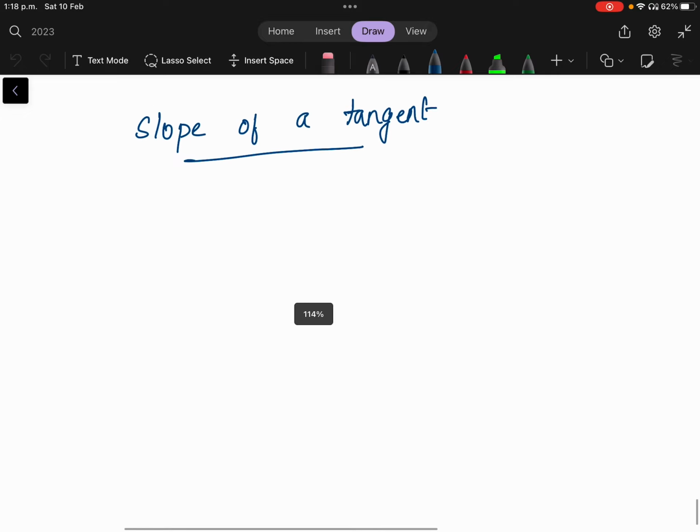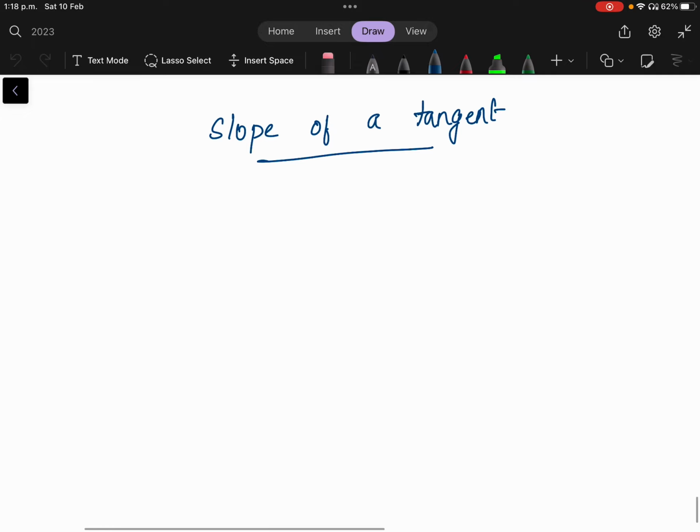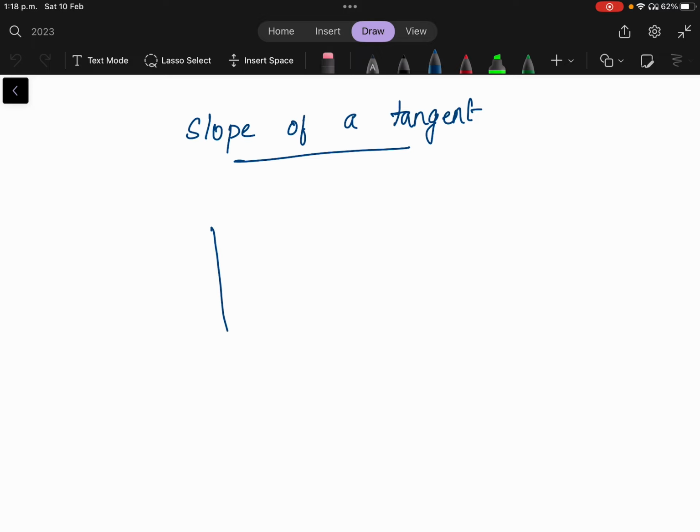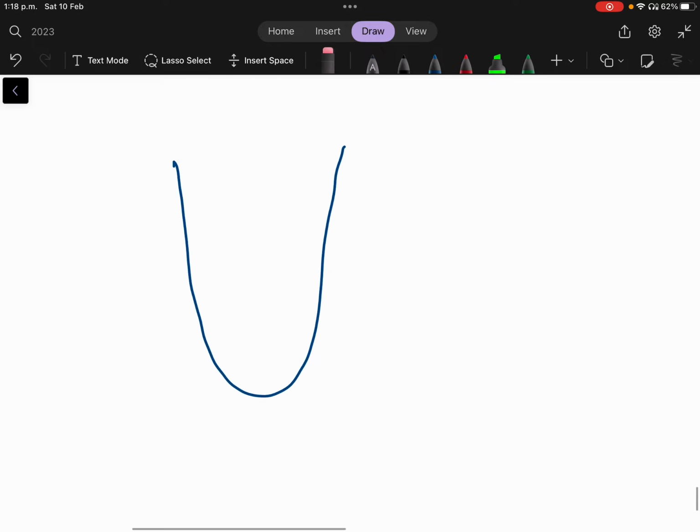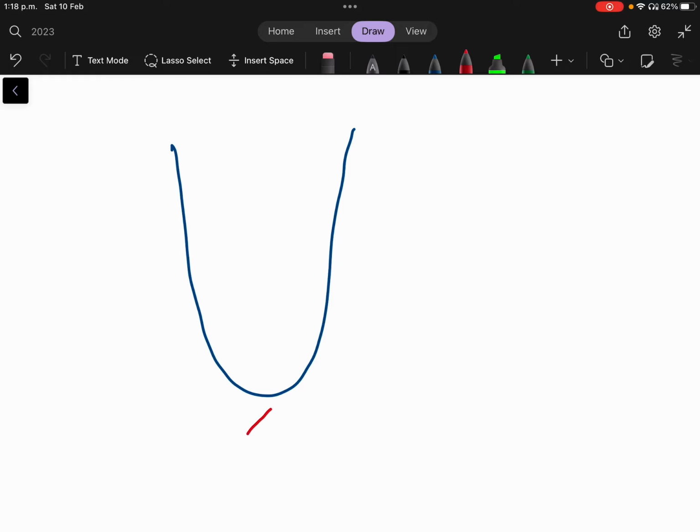Okay, so let's try to understand some of the basic concepts before we start on this topic. How does a graph of a quadratic equation look like? Whichever be the equation, it either looks like this or it will look like this, right? It will be a curve. So let me just take only one. Now, if I have a tangent to this line, maybe at this point.